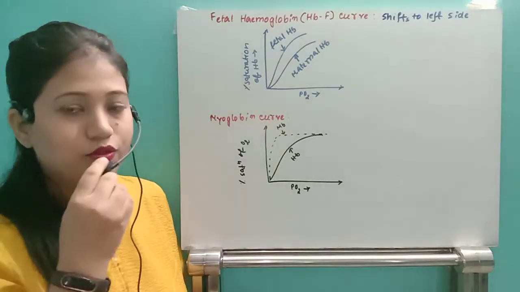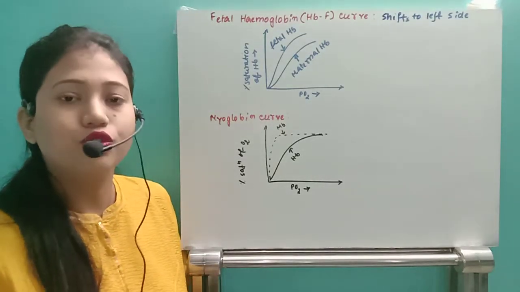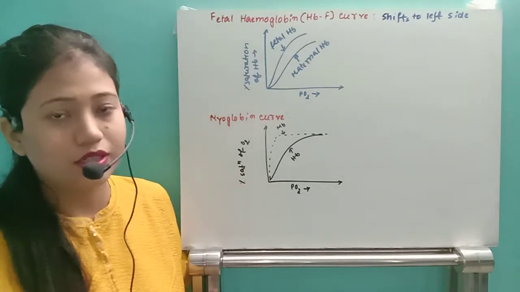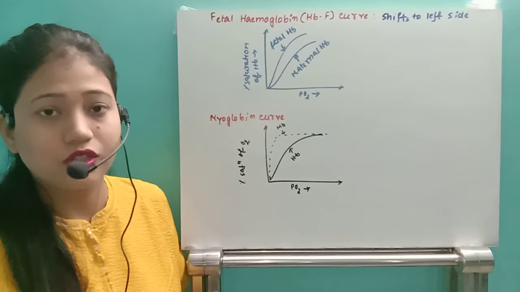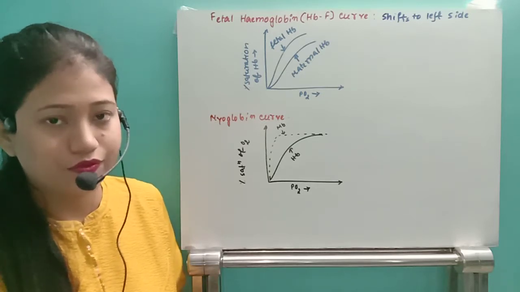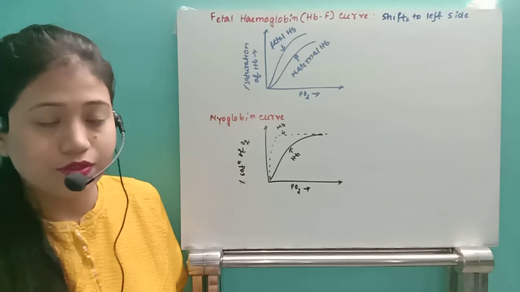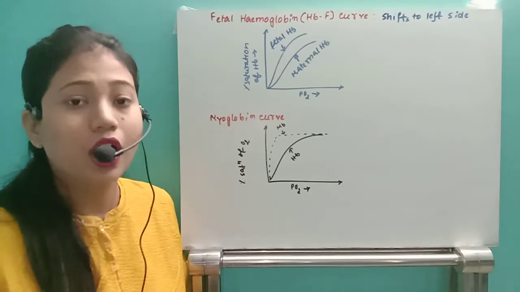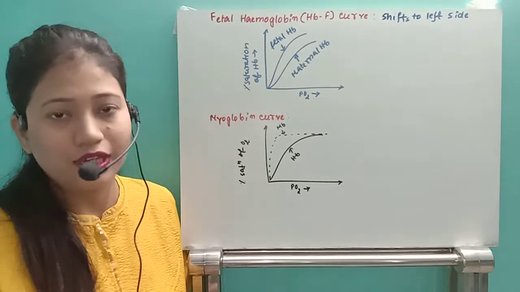Hello students, today we are going to start with the two other curves. Earlier in the video we have already completed the oxygen hemoglobin dissociation curve, where we have seen the right shifting and left shifting, the different causes due to which the oxygen hemoglobin curve can shift, either to the right side or to the left side.